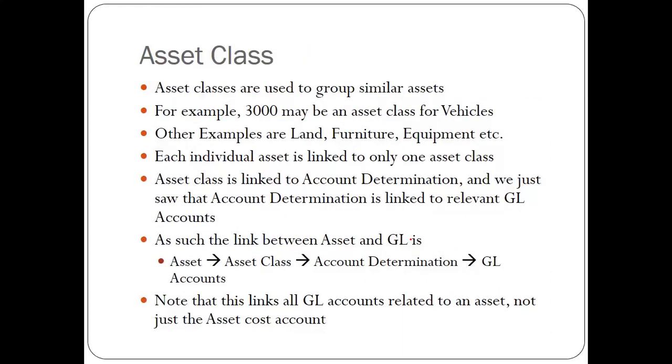Another important concept in asset accounting is asset class. Asset classes are used to group similar assets. So for example, 3000 may be an asset class for vehicles. If we want to group separate assets within asset accounting, we are not talking about a general ledger. Within asset accounting, we can create different asset classes, and of course, all the assets within the asset class will have a similar GL account.